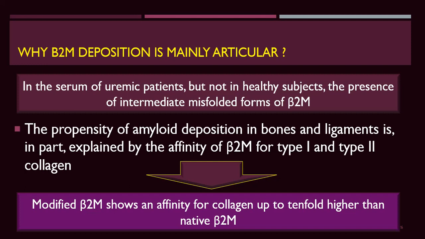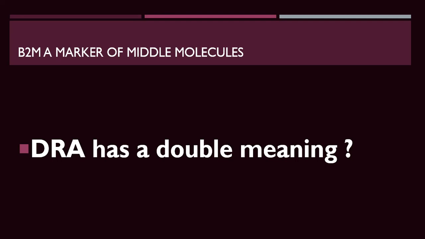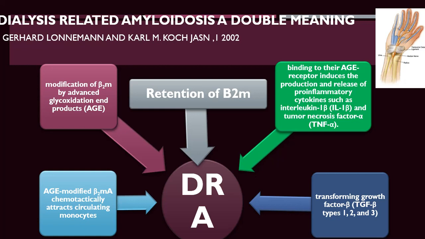One part is retention, the second part is modification, and these modifications make a tenfold higher affinity to osteoarticular cartilage. So dialysis-related amyloidosis has a double meaning. One is retention, second is inflammation. Retention of beta 2 microglobulin, modification by advanced glycation end product, binding with pro-inflammatory cytokines like interleukin-1, tumor necrosis factor, transforming growth factors, codeposition with advanced glycation end product, as well as glycation of the native beta 2 microglobulin.